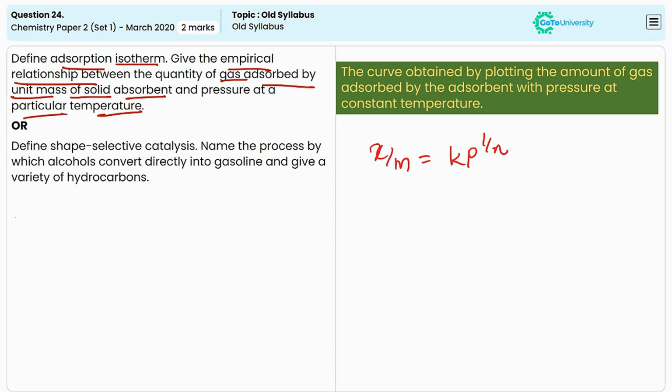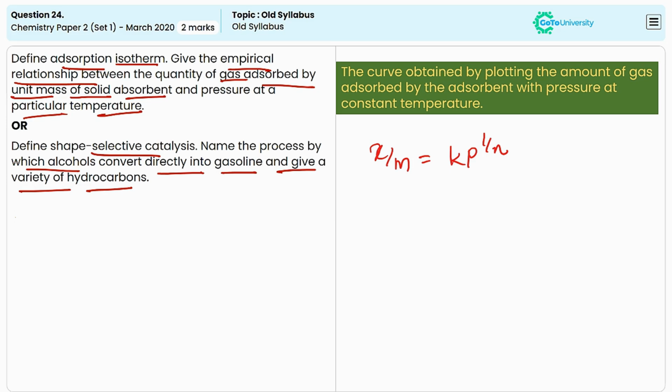In the next question, we need to define shape selective catalysis, and we need to name the process by which alcohols convert directly into gasoline and give a variety of hydrocarbons. Shape selective catalysis is a concept where the structure of a catalyst allows it to selectively catalyze the reactions involving molecules of specific shapes or sizes. This is a key feature in catalysis that enables high specificity and efficiency in chemical reactions.